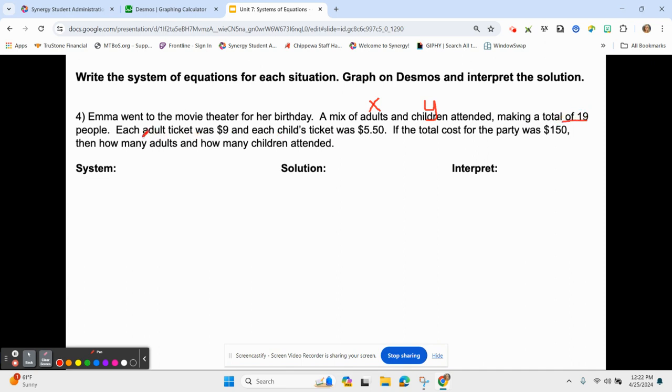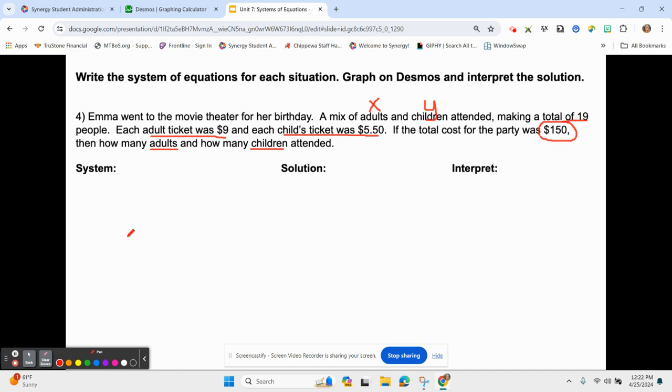Then each adult ticket was $9. So every adult ticket was $9. Each children ticket was $5.50. The total cost, so the money involved, was $150. We want to set up a system to figure out how many adults and how many children attended. So we are trying to use all this information to set up a system to say how many kids and how many adults equal 19 people, but $150.